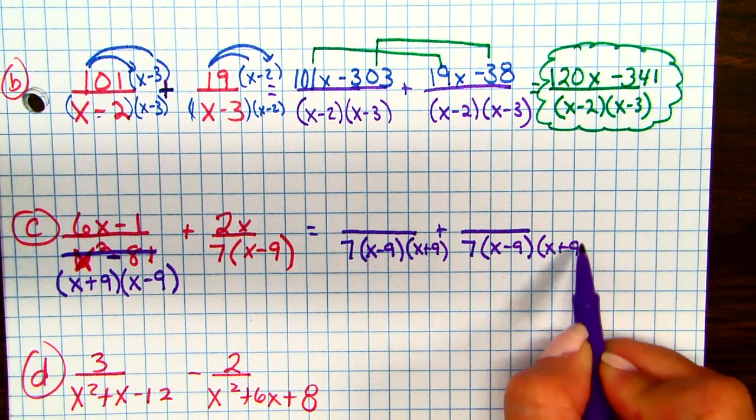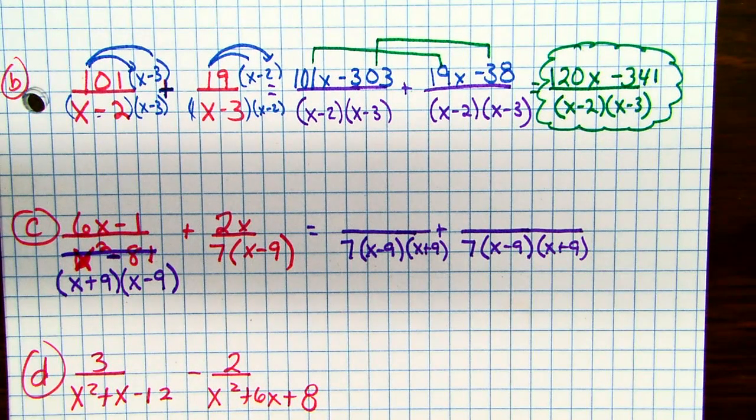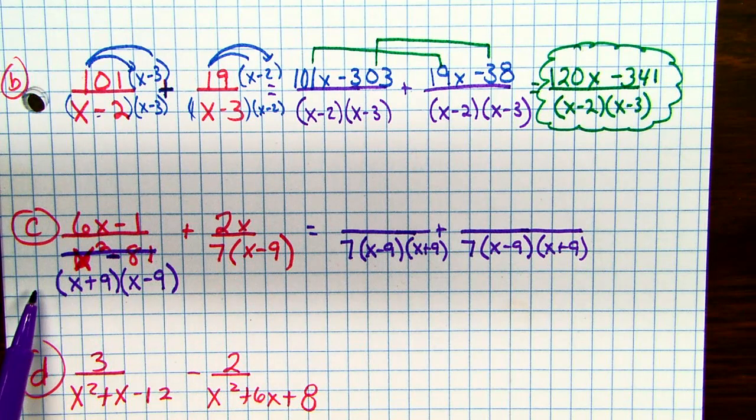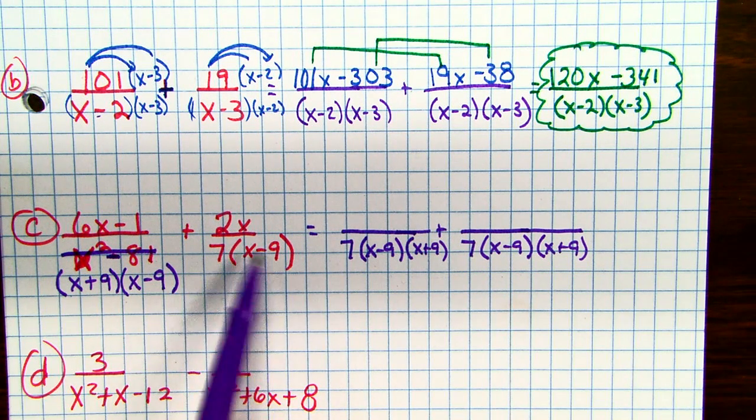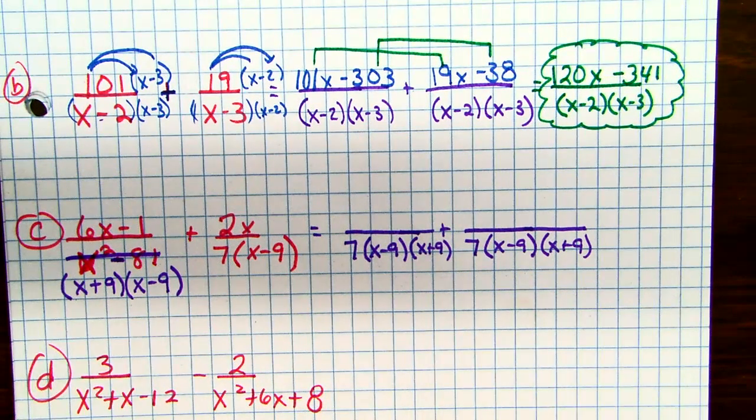That might be the hardest part of this, is coming up with those denominators. Do we have a question about that one? Do I need to go back over that? There's one 7 and no 7, we keep a 7. There's one x plus 9 and no x plus 9, we keep an x plus 9. There's one x minus 9 and one x minus 9, we keep one x minus 9. Okay?